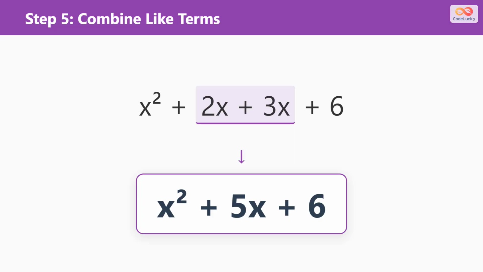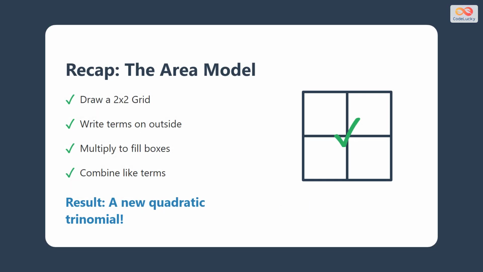We are almost done, but we can simplify. Notice that we have two terms with an x, 2x and 3x. These are like terms. We can combine them by adding their coefficients. 2 plus 3 is 5. So our middle term becomes 5x. The x squared and the 6 stay the same. And there is our final answer, x squared plus 5x plus 6.